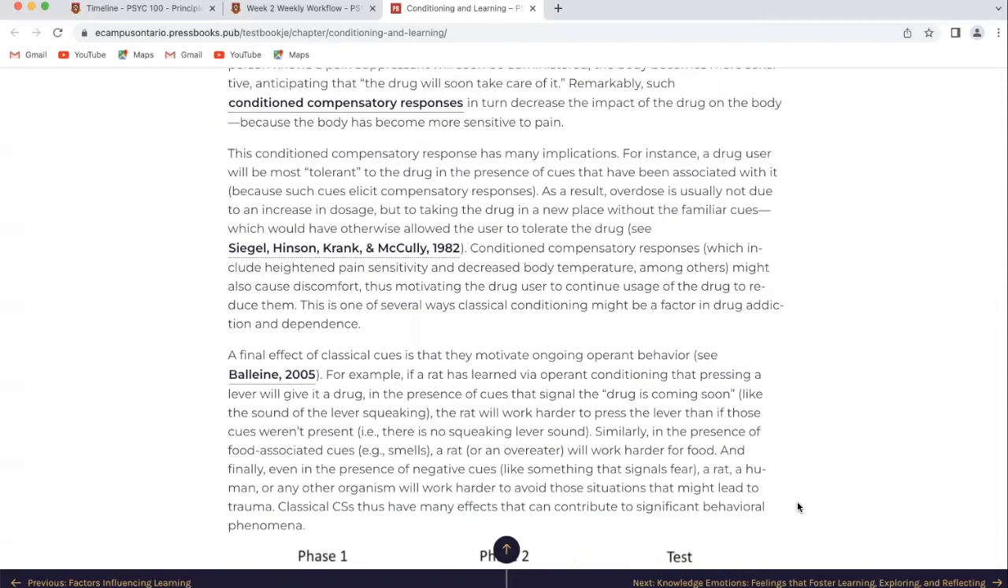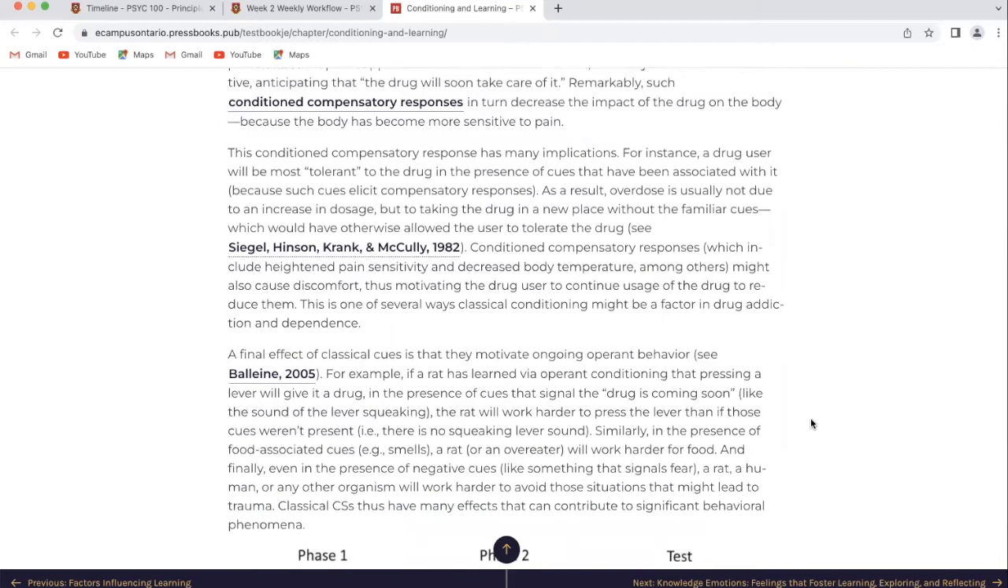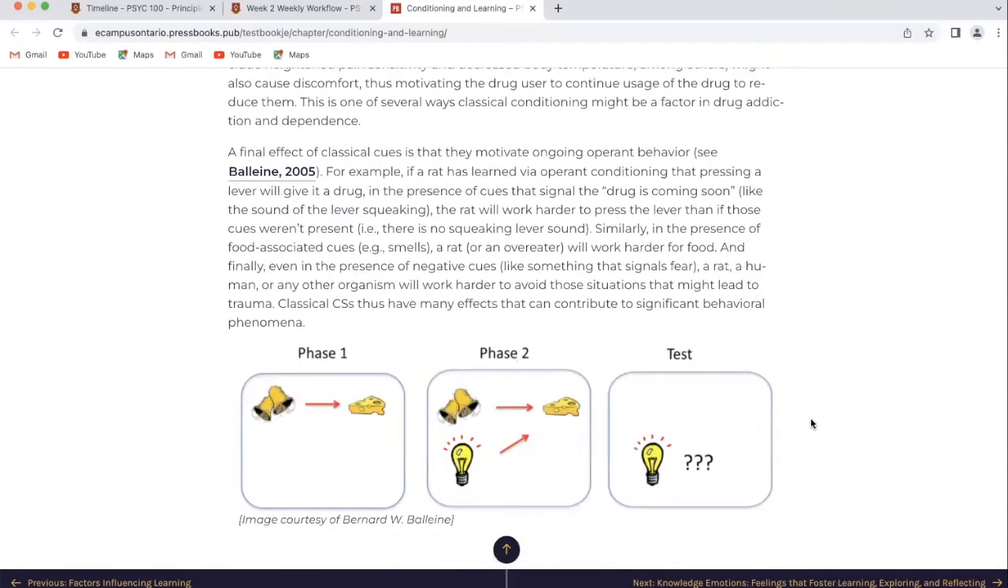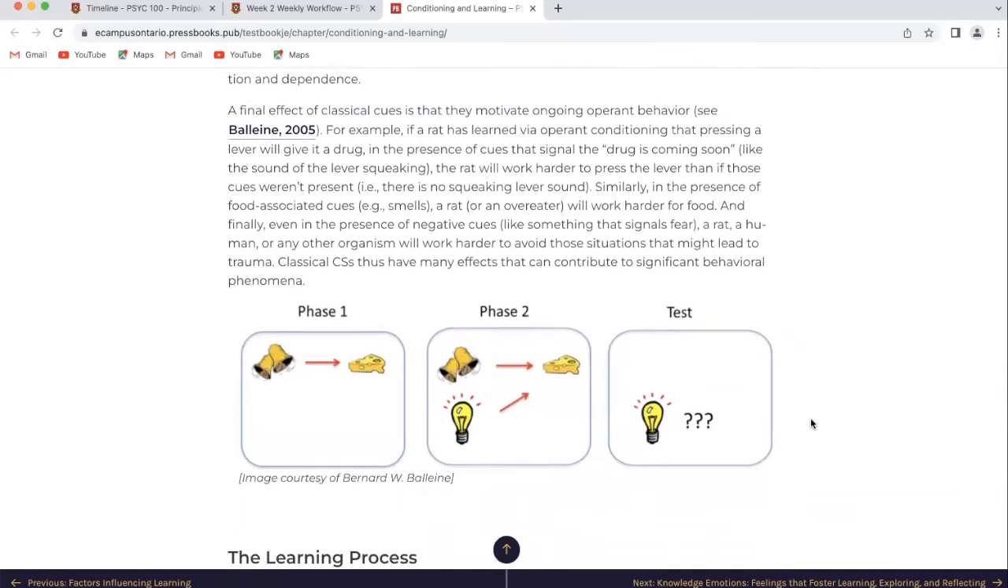Conditioned compensatory responses, which include heightened pain sensitivity and decreased body temperature, among others, might also cause discomfort, thus motivating the drug user to continue usage of the drug to reduce them. This is one of several ways classical conditioning might be a factor in drug addiction and dependence.